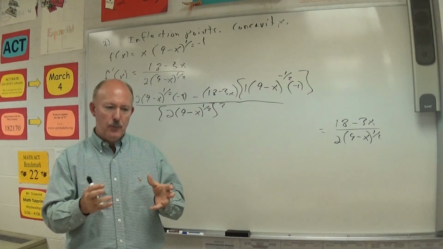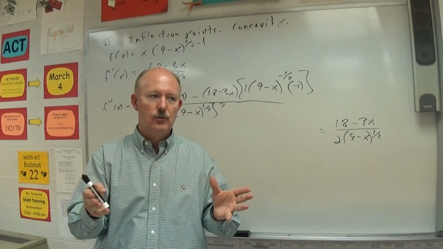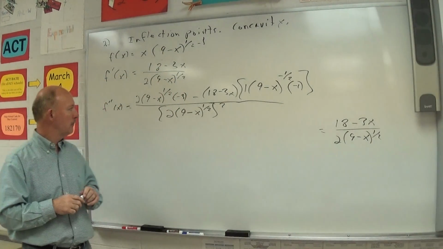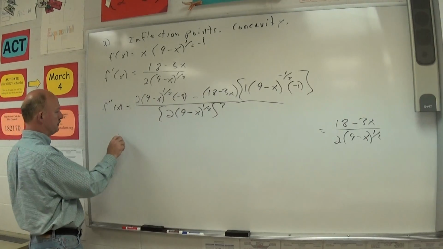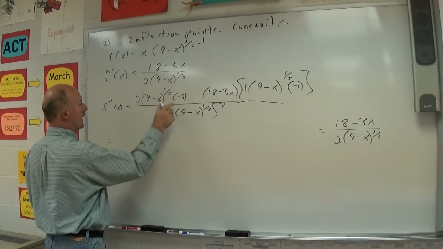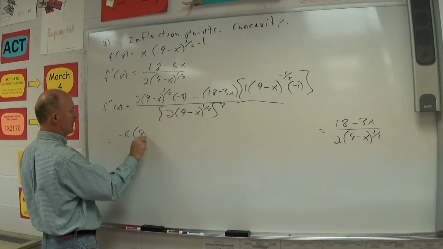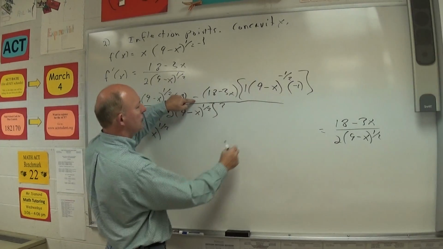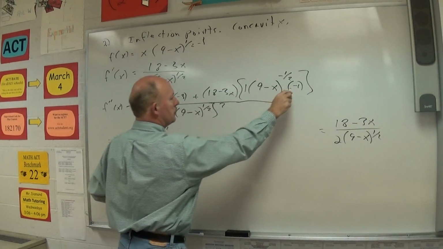Remember now we're looking for the actual inflection points. This is where the second derivative is equal to 0. So right now we're going to have to simplify this a little bit. Let's see if we can clean it up some. To simplify this, we've got 2 times negative 3, which gives us negative 6 times 9 minus x to the 1/2. Now here we've got a minus times a negative 1, so make this plus.